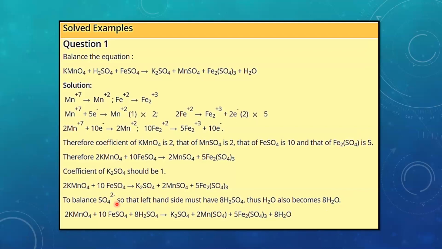Now to balance the sulfate ion, here how many sulfates are there? 10, and here it is 3 5s, which are 15. So to balance the sulfate ion, the left hand side must have 8 H2SO4, thus water molecules also become 8 water molecules. I hope it is clear.